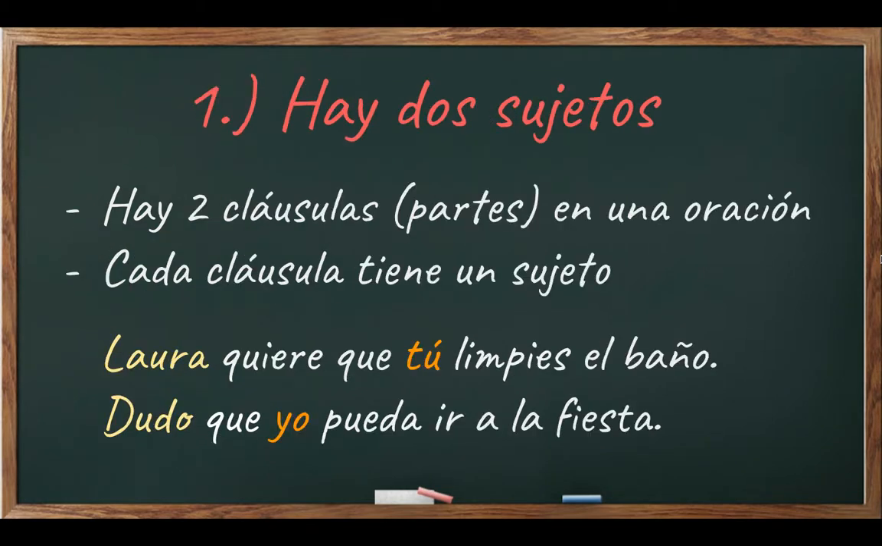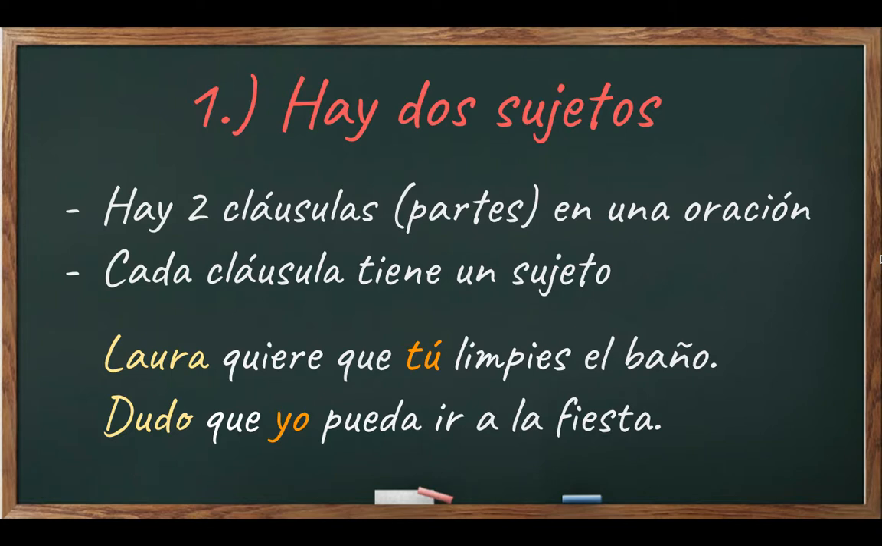La primera, 2 sujetos. En oraciones con el subjuntivo hay 2 cláusulas o 2 partes y cada cláusula tiene un sujeto. So, as long as it's referring to 2 subjects, it could be the same subject or it could be 2 different subjects. This usually triggers the subjunctive.